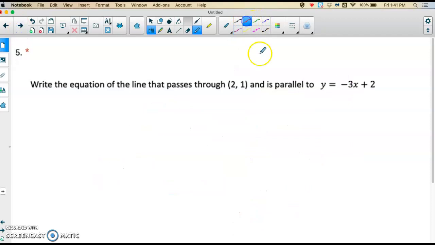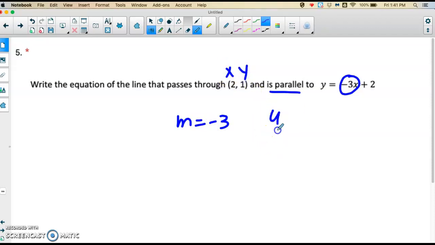And then the final one, number 5. We have parallel. We want to write a parallel line. So again, we're looking at that slope, which is just a negative 3. The x is 2, the y is 1, so we're going to plug it into y equals mx plus b to solve for that.